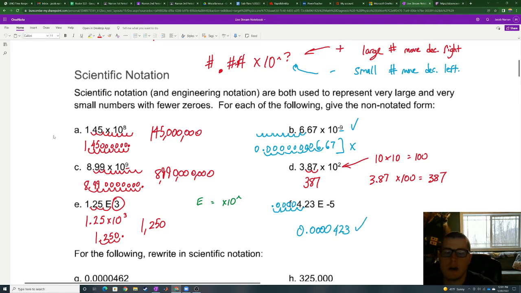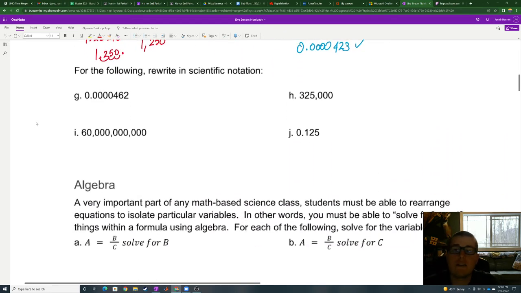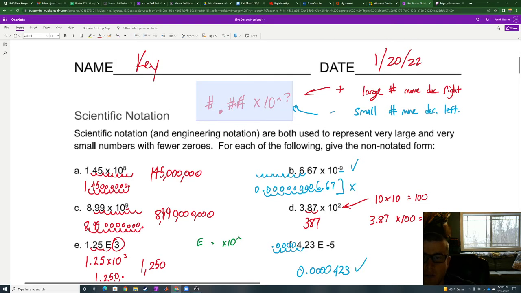All right. So now, moving right along, it says for the following, write these in scientific notation. So remember, in order to attain scientific notation, I need to get it so that there's just a single number in front of the decimal, and that's it, okay? So I want to have a single value in front of the decimal place.